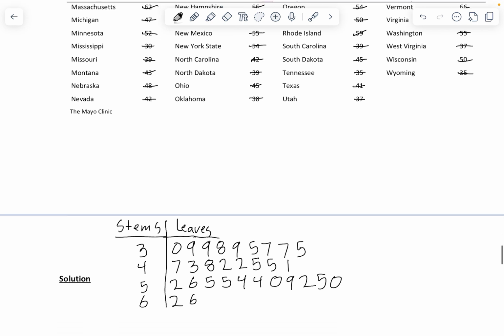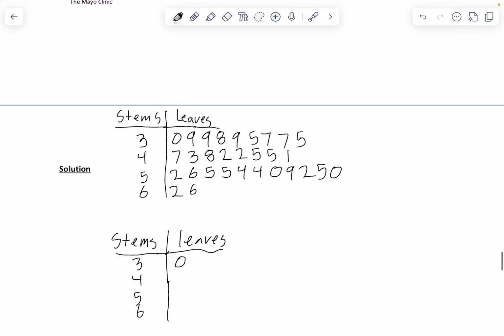If I arrange them in order, I've got 0 and then 5, 5, 7, 7, 8, and then 3 9s. For the 4s, I've got 1, and then 2, 2, and then a 3, and then 2 5s, and then a 7 and an 8.